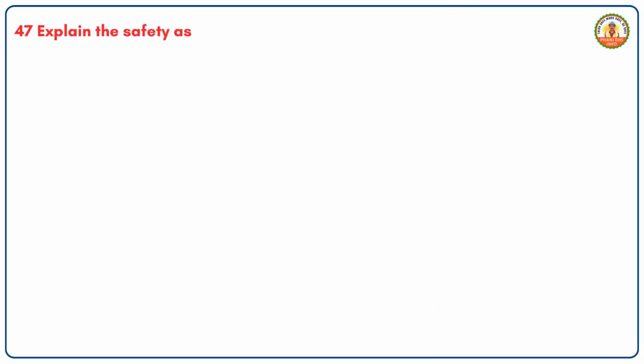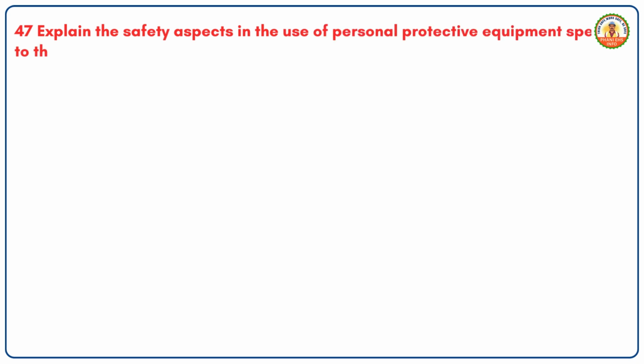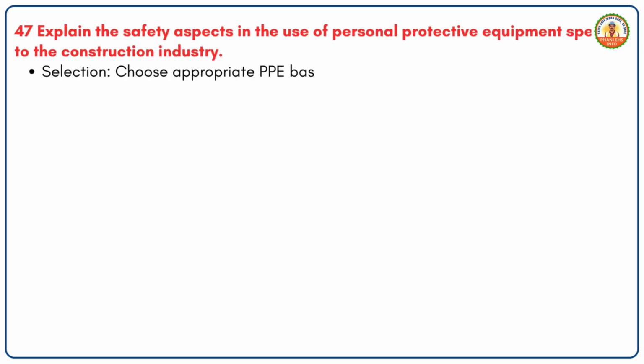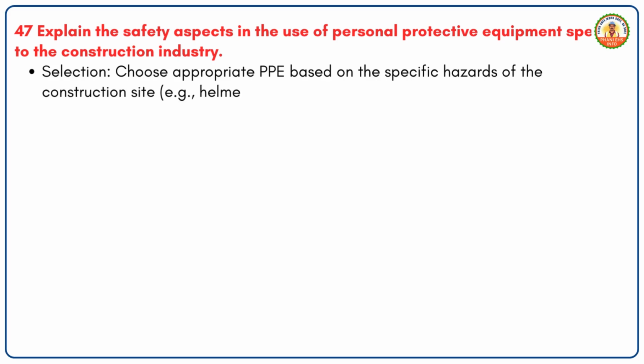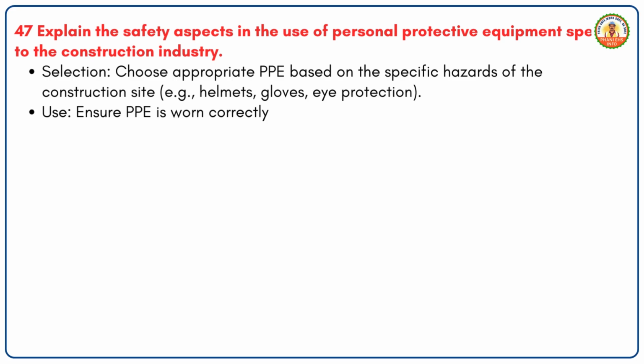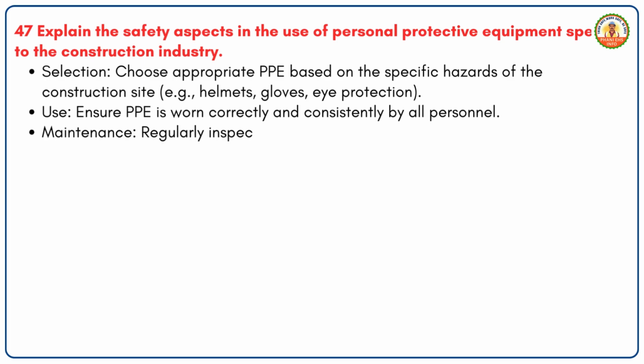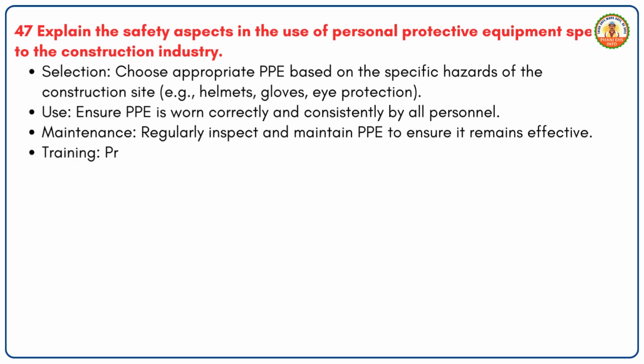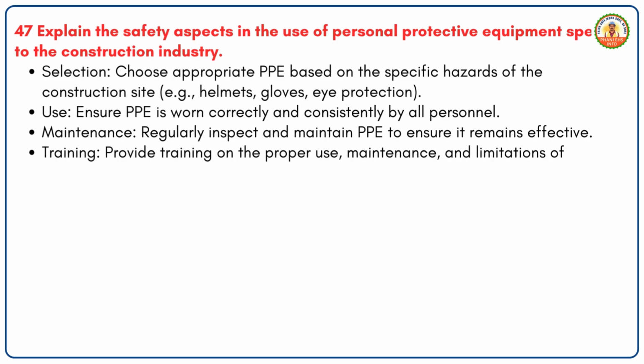47. Explain the safety aspects in the use of personal protective equipment specific to the construction industry. Selection. Choose appropriate PPE based on the specific hazards of the construction site, for example, helmets, gloves, eye protection. Use. Ensure PPE is worn correctly and consistently by all personnel. Maintenance. Regularly inspect and maintain PPE to ensure it remains effective. Training. Provide training on the proper use, maintenance, and limitations of PPE.